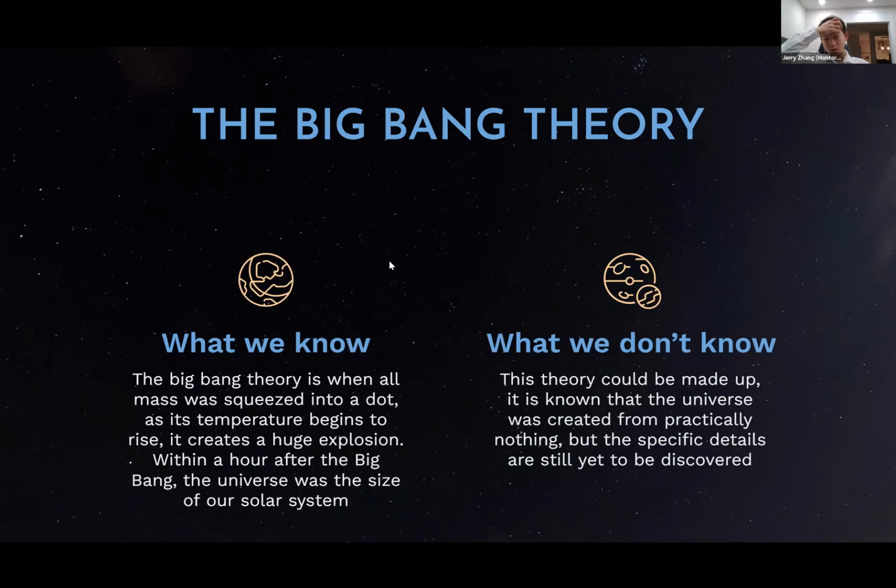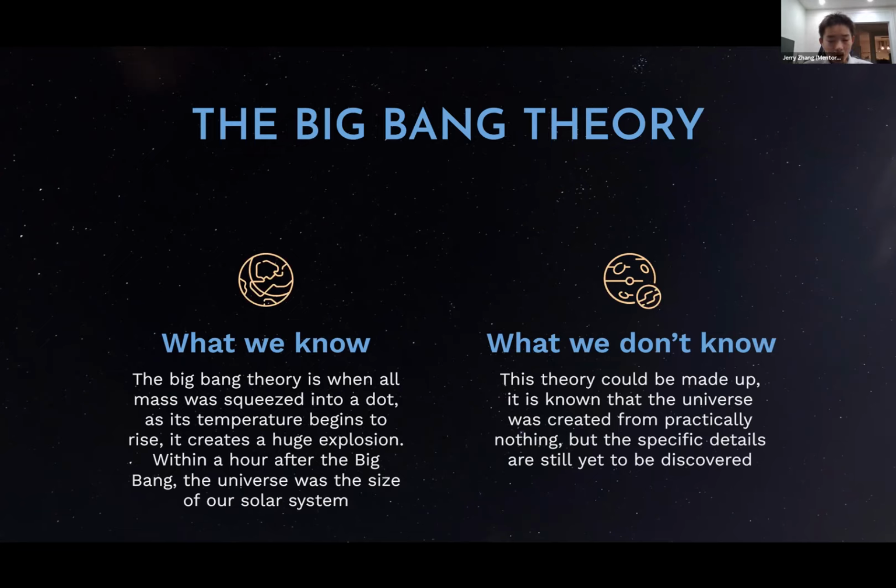Okay, so now we're gonna talk about the Big Bang Theory. So what is the Big Bang Theory, and what do we know about it? The Big Bang Theory is basically what I previously mentioned, when everything was squeezed into a dot. And by the way, a dot is 0D. There's 1D, which is a line, and then there's 2D, which is like the Cartesian plane where you can have diagonals and other things. And there's 3D, which is like a cube. But 0D is just a dot. There isn't any length to it.